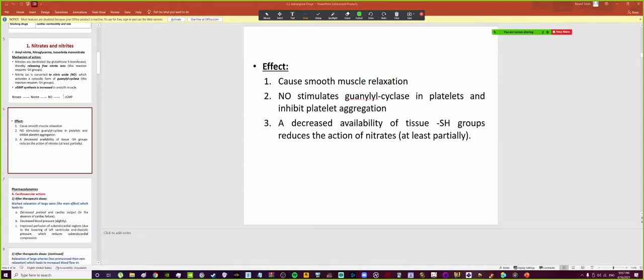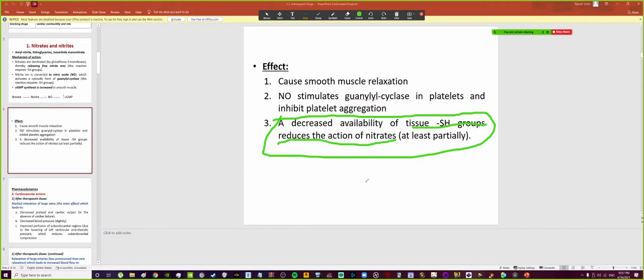And also an effect, and this is related to nitrate tolerance, one of the possible reasons, which is a decreased availability of tissue sulfhydryl groups. And why? Because we need sulfhydryl groups, not for one but two reactions. So let's say a person overdoses or increases the dose and frequency of nitrates, he's going to deplete these tissue sulfhydryl groups. And unfortunately, we need these sulfhydryl groups to finally synthesize nitric oxide, right? And give us relaxation of smooth muscle. So without them, this will reduce the action of nitrates, at least partially. It will put a hindrance on its effectiveness, okay?